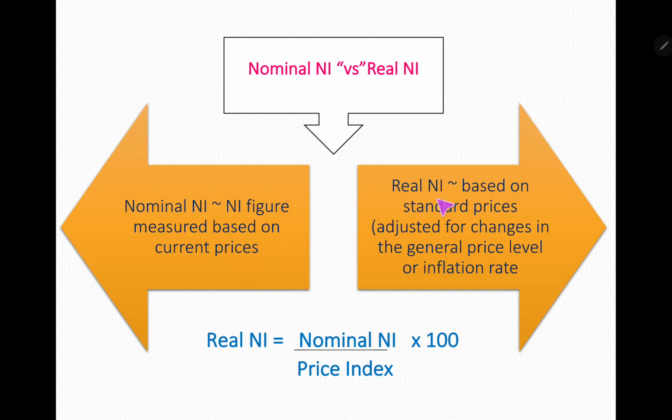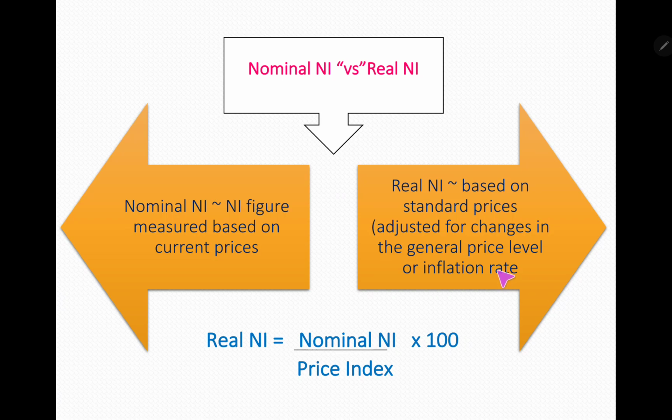While real national income is based on the standard price. So you have a base year that you use for the comparison. Real national income has been adjusted for changes in the general price level, or adjusted for the inflation problem. So if let's say your national income is 10,000 or 100,000, that is the nominal national income because it is based on the current price.